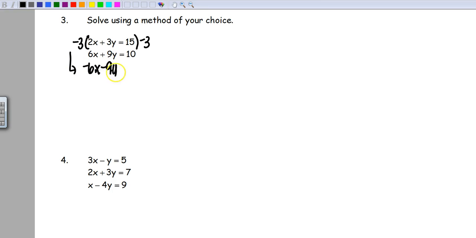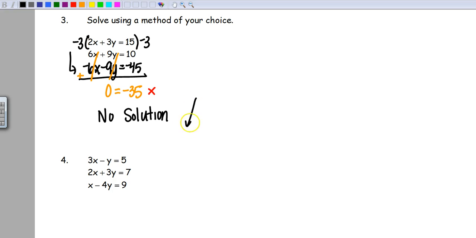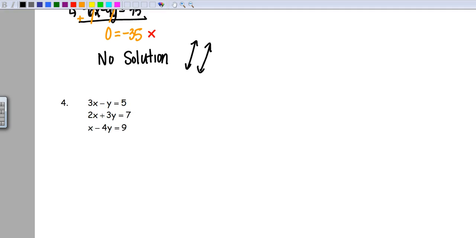Okay, so again, be really careful to multiply everything. And we're going to add it with that second equation, and you'll notice again your x and y's cancel, which leaves you with a 0, but when you add the 10 and the negative 45, that gives you a negative 35. This is a false statement, and this means that we have parallel lines, which is no solution. Okay, so if you were to graph those lines, they would be parallel.